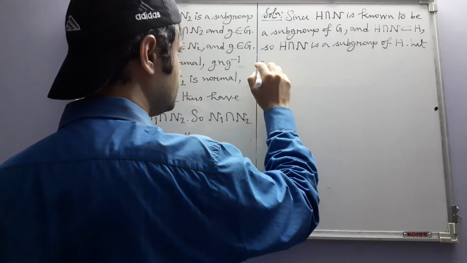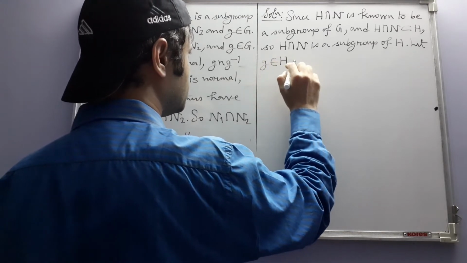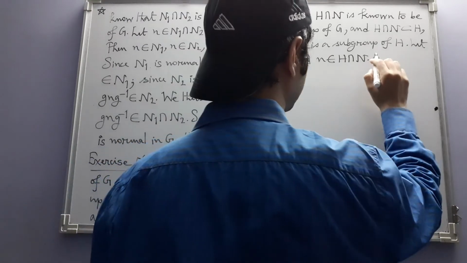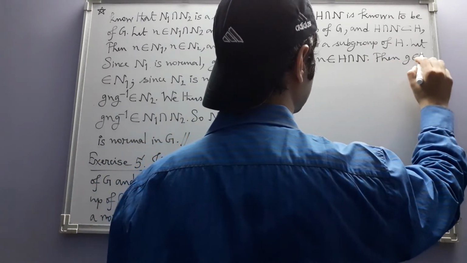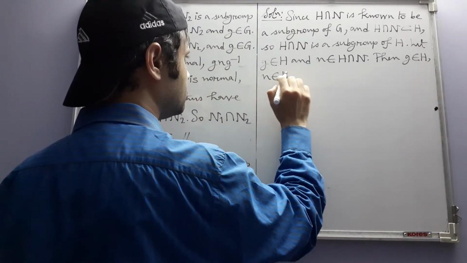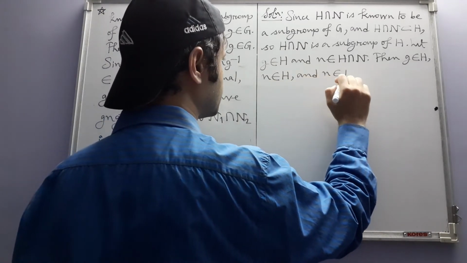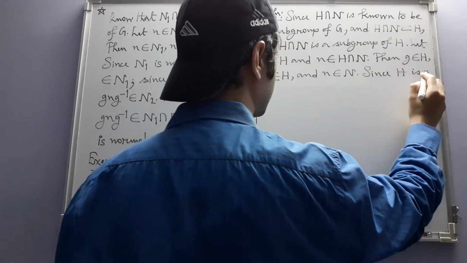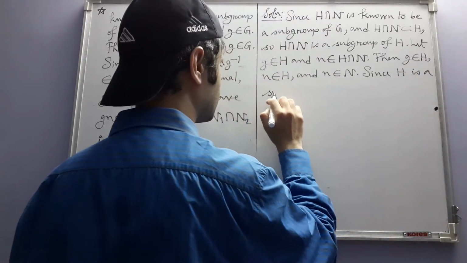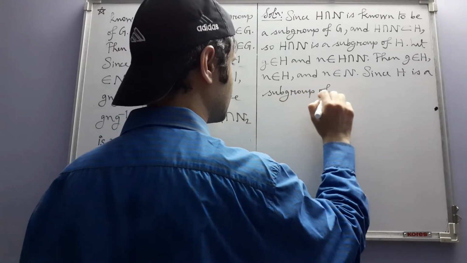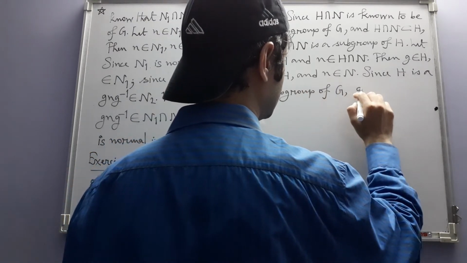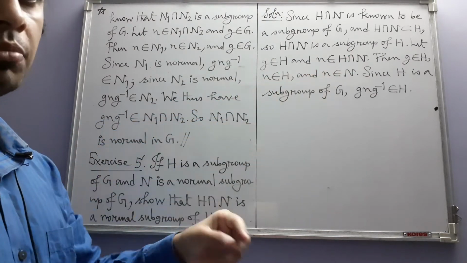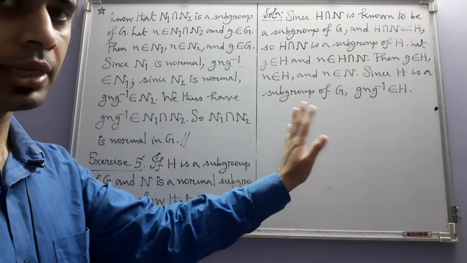So let g belong to H and n belong to H intersection N. Then g belongs to H, n belongs to H, and n also belongs to N. Since H is a subgroup of G, g and g inverse belong to H. Because g and n are both elements of H, such a product will be inside H because H is a subgroup.